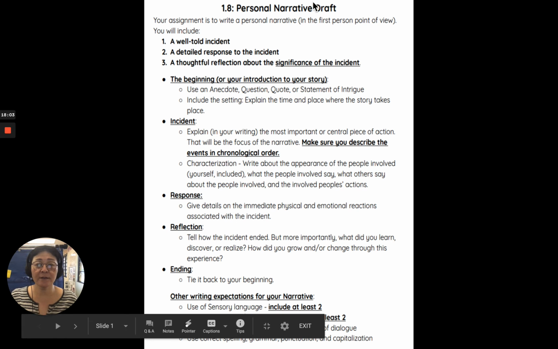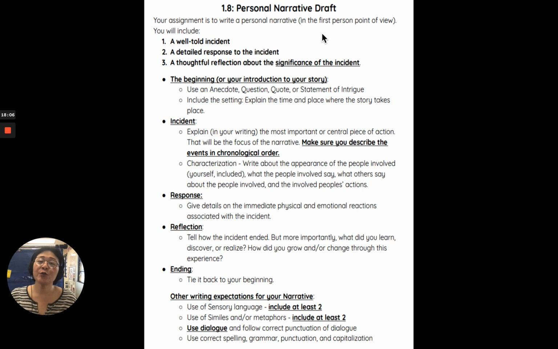Sorry, I can't see, I moved this. The third bullet is to use dialogue and follow the correct punctuation of dialogue. You have an entire page of rules for the dialogue. Use those rules and that resource to help you correctly punctuate your dialogue. And then the last thing that's pretty much a given is that you would use correct spelling, correct grammar, correct punctuation and capitalization. Again, you're not like in first grade where you're just learning how to write. You should be pretty good at it by now, by 6th grade. Okay? So we're expecting that you do the best you can.